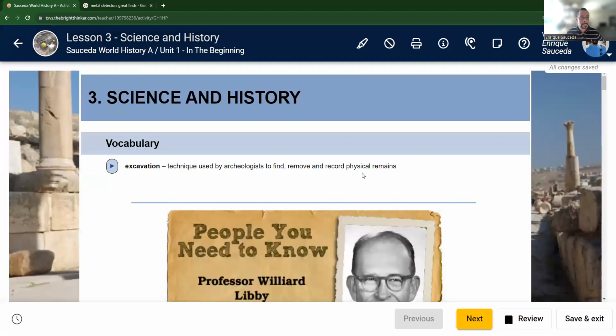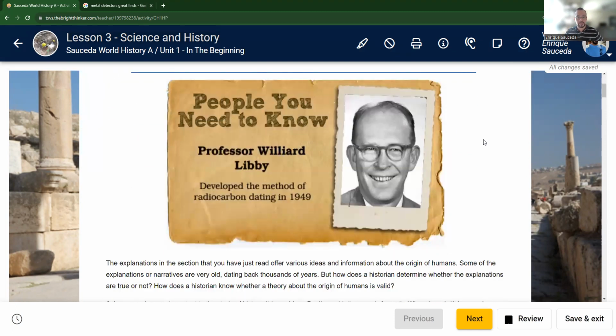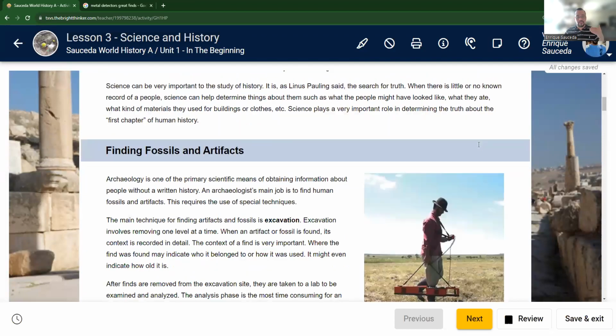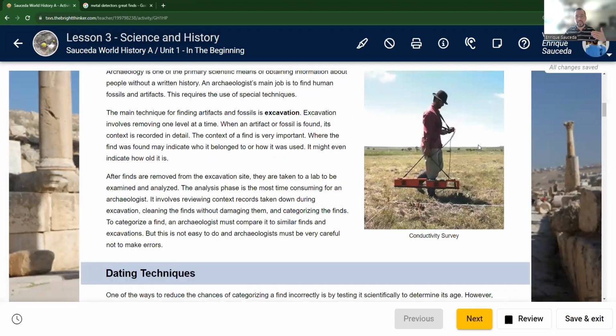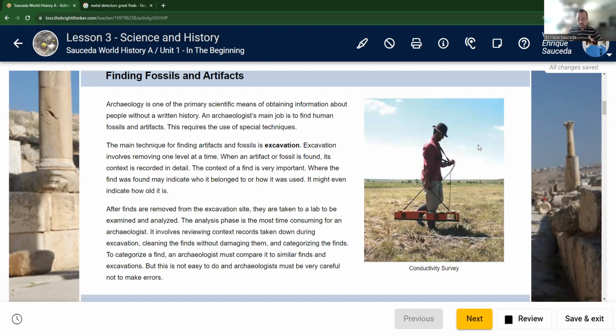Vocabulary for this one is excavation, a technique used by archaeologists to find, remove, and record physical remains. Professor Willard Libby developed the method of radiocarbon dating in 1949, a little bit after World War II. Fossils and artifacts are really how we historians, archaeologists, anthropologists end up making these stories of history. The main technique is excavation.